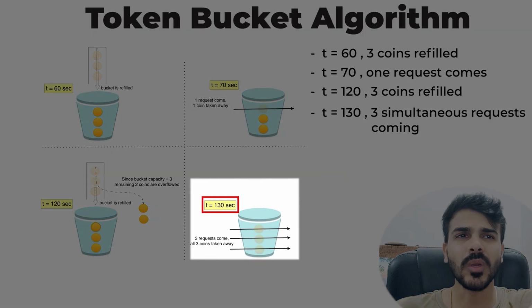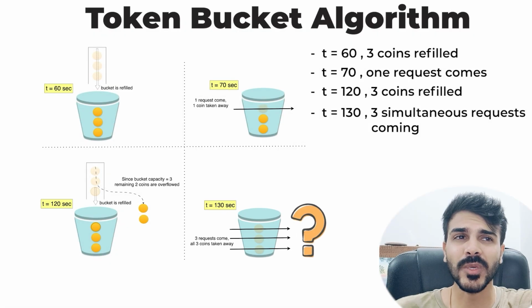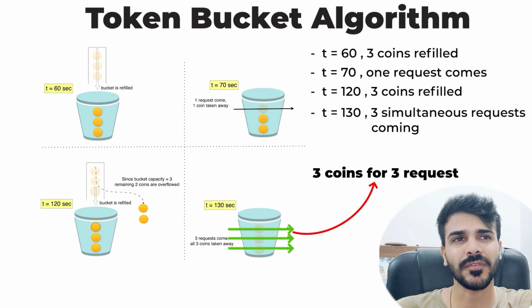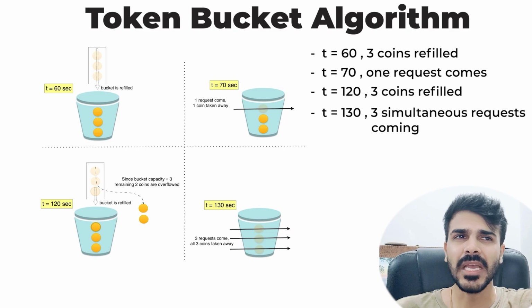Let's say we come to t equal to 130 seconds. Let's say there are 3 simultaneous requests coming at t equal to 130 seconds. Would all these requests be allowed, or would they be rate limited? Or perhaps some would be allowed and some rate limited? All of these requests would be allowed because we have 3 coins, which are sufficient for 3 requests. This is pretty much how the algorithm works. Trust me, if you have understood this conceptual analogy, you have pretty much understood how the algorithm works.